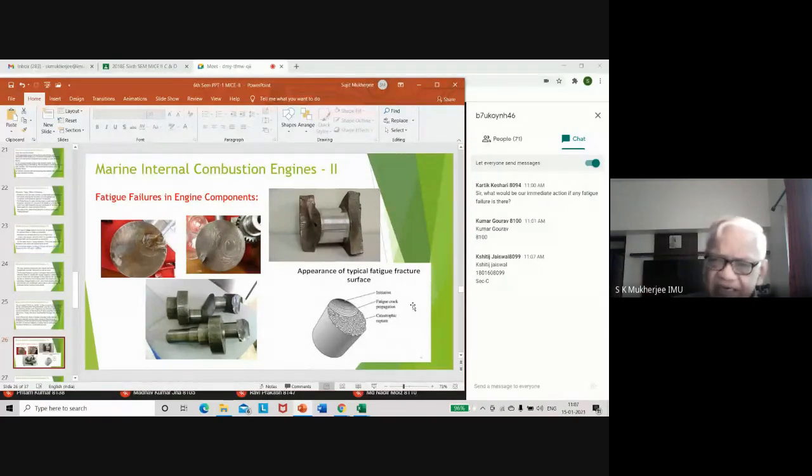S-T-R-I-A-T-I-O-N-S. You can write it down with a pencil. We're going to finish the class just now. And as these cracks keep extending within the shaft, there comes a time when the shaft cannot take the torsional load and the shaft breaks suddenly.